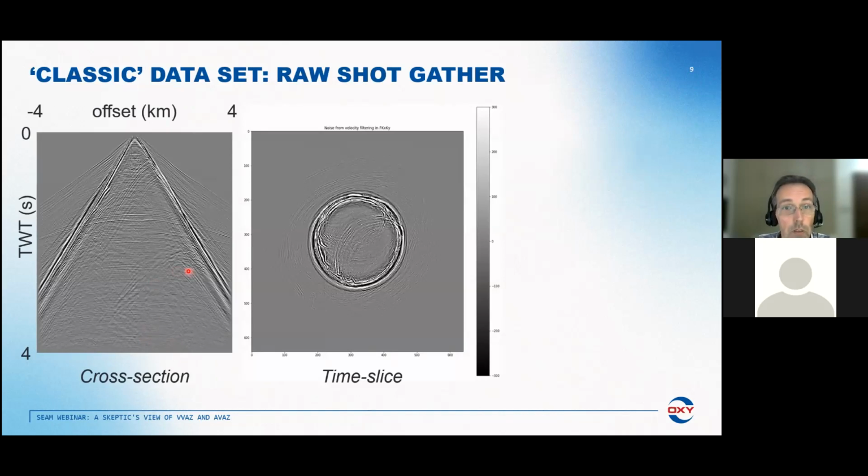Here's an example of that classic data set. We have a shot gather. So we can see, nice signal. We have the first break, the direct wave. We see some other types of noise, backscattered noise, but in general, that noise level is a lot lower than the actual signal. And if we go through a time slice, you can kind of see that nice cone here. So there's no aliasing going on here, which is kind of nice.